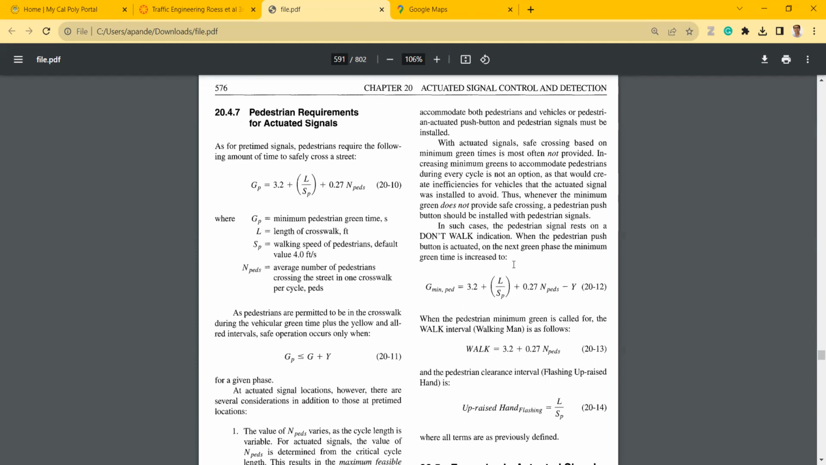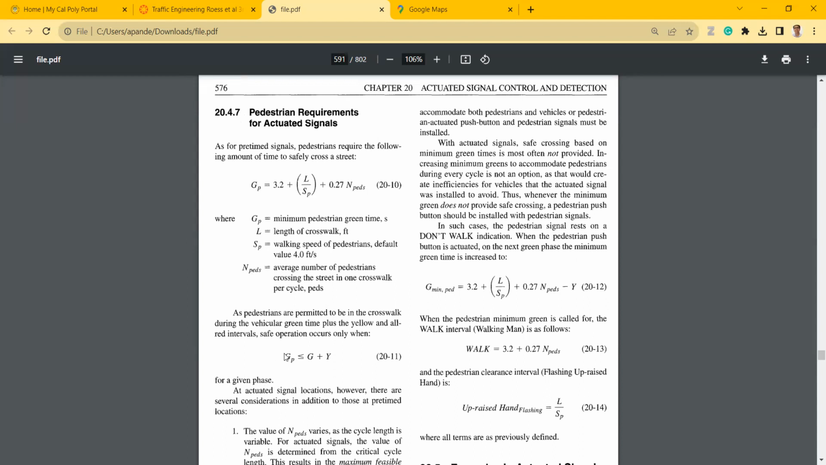This number could be based on historical data, or if you have some kind of video camera detection, you can do it phase by phase as well. So NPEDs is the average number of pedestrians crossing the street. And then you add some more time. You don't add a full second for each pedestrian because obviously pedestrians will walk in some kind of a group. And then you'll have some kind of a crosswalk as well.